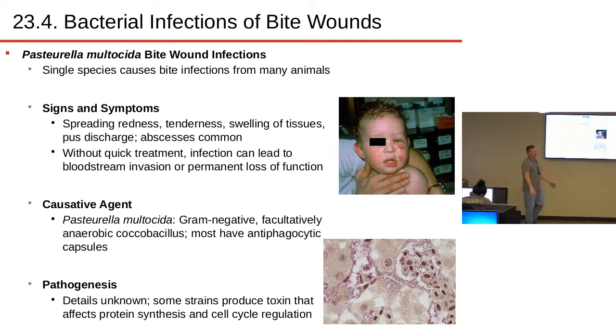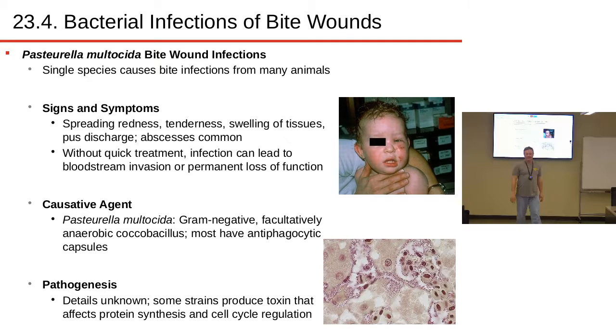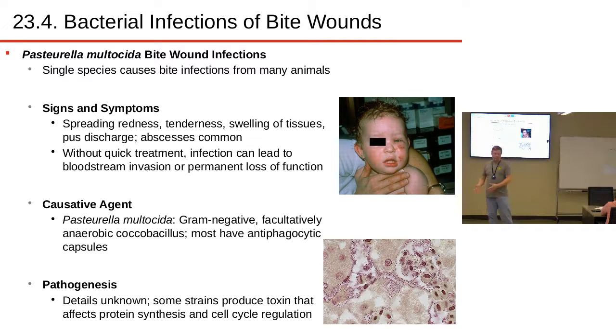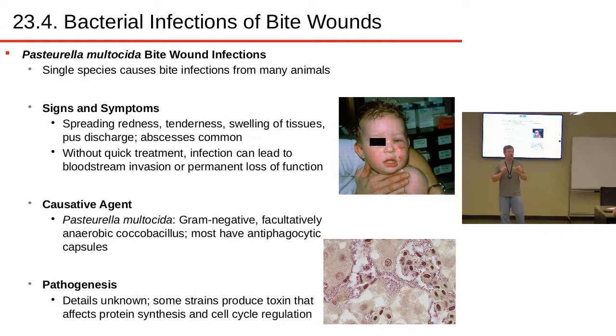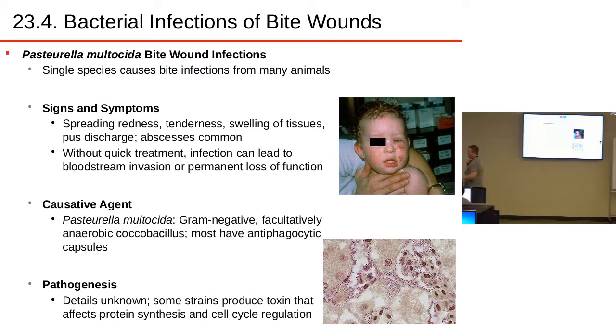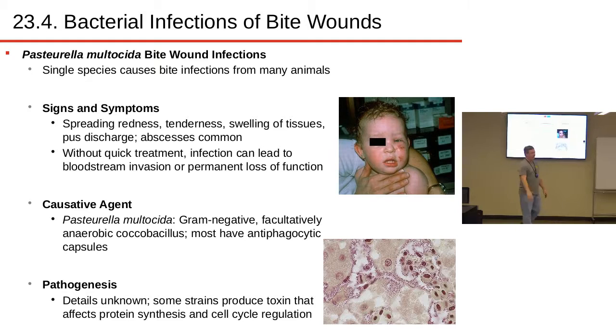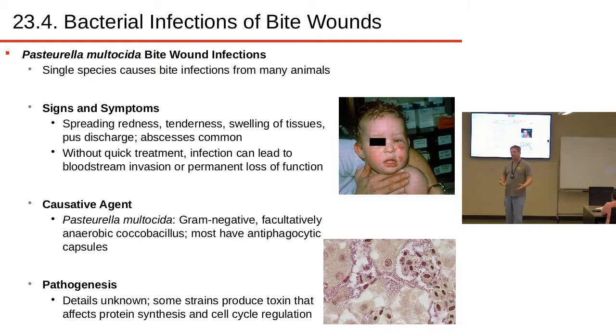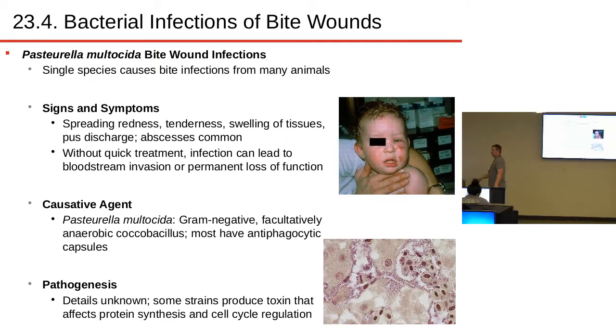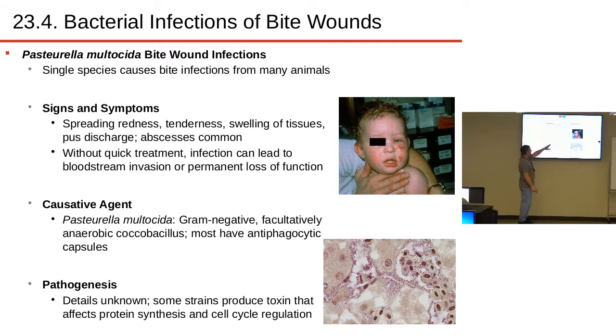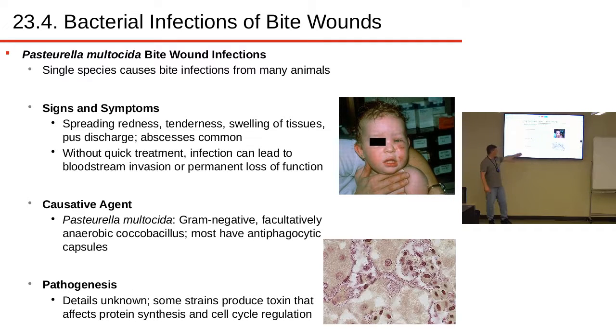Anyway, so the next one here, Pasteurella multocida, is another bacterial infection that comes from bite wounds. This is a very specific infection that comes from bite wounds, and it has to be treated quickly, or it can lead to sepsis or permanent loss of function of extremities if it's able to linger or just sit there and fester. So causative agent, bacteria, Pasteurella multocida, gram-negative, facultative anaerobe.